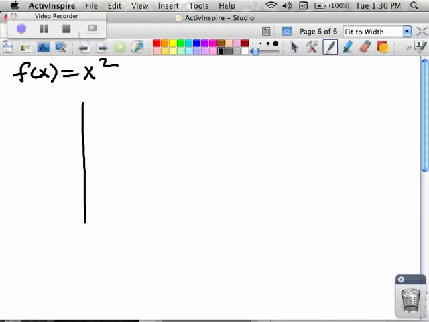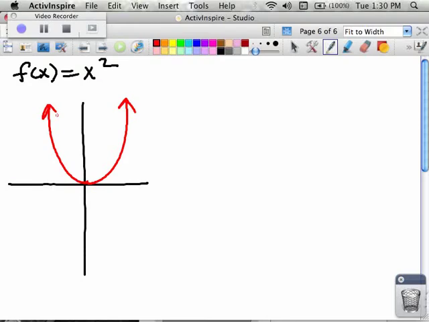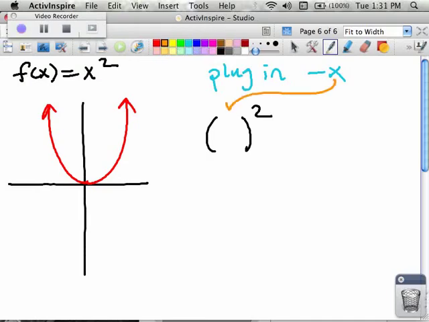First of all, a picture of this x squared graph looks like this. We have a picture that is a parabola. And when I try to figure out whether it's even or odd, I always plug in opposite x. It doesn't matter if you're testing for even, it doesn't matter if you're testing for odd, you always plug in opposite of x. What does that mean? That means that I know that I have the function x squared. And what I'm going to do is I'm going to shove in opposite of x and see what happens.